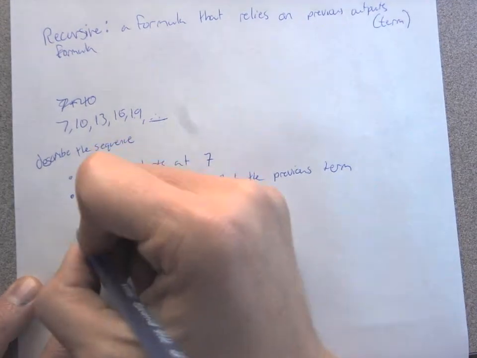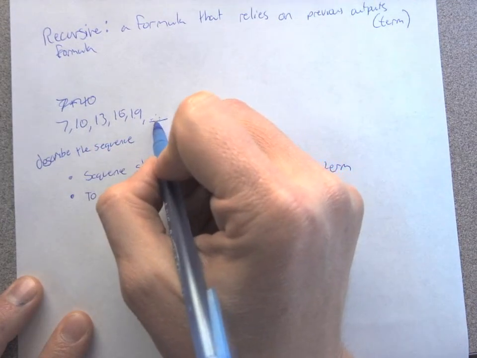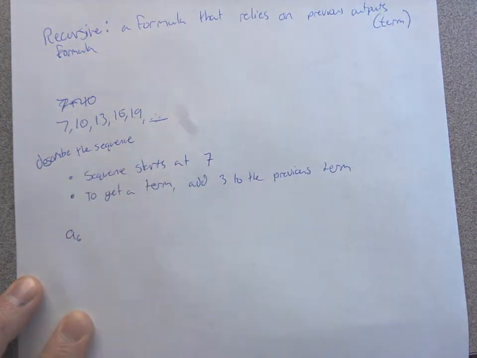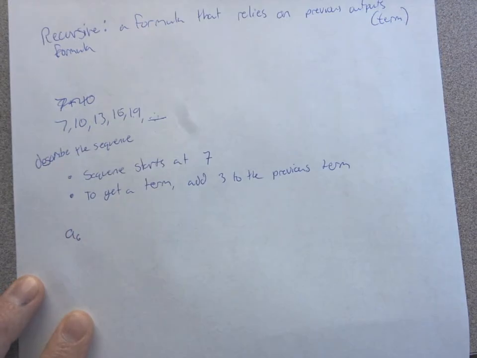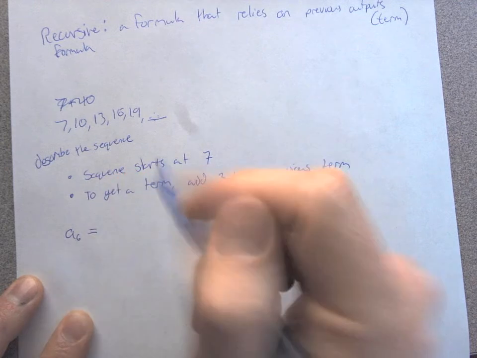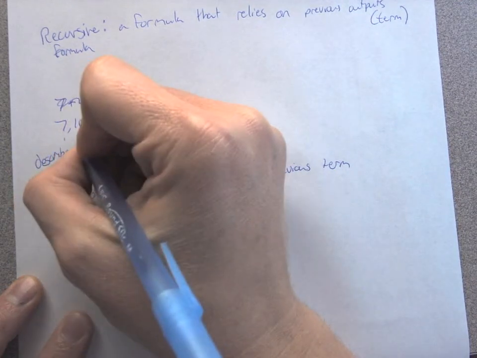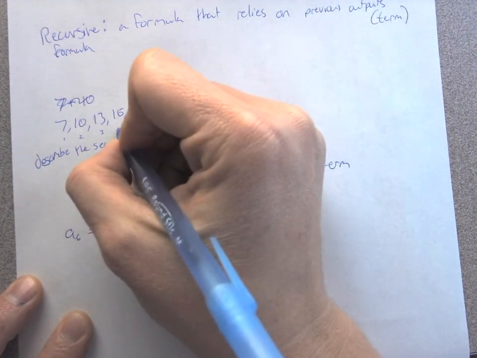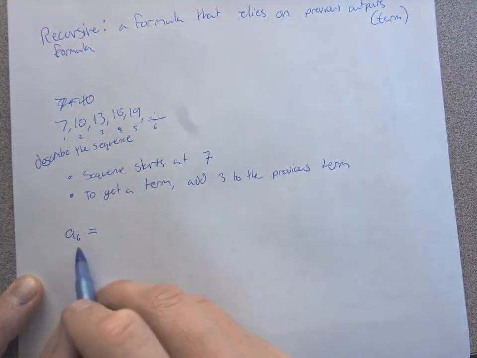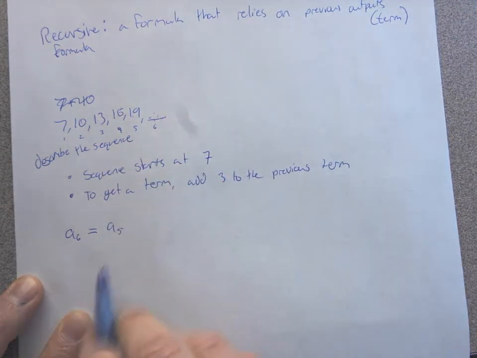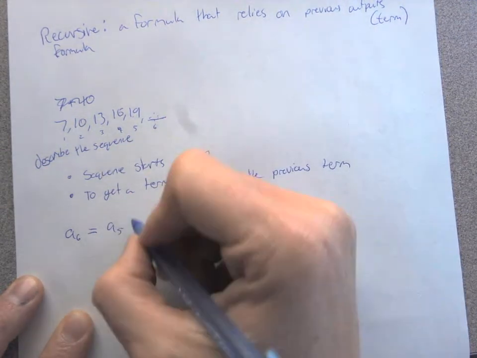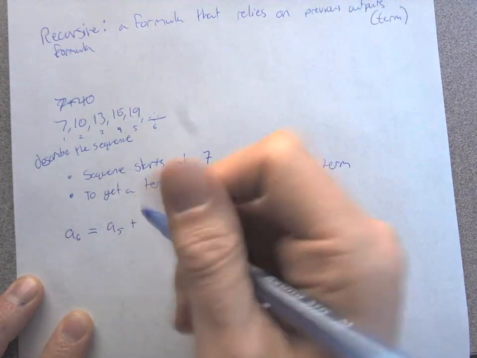Okay? So let's take a look at a couple different steps and see if we can find a pattern. Let's take a look here at A6. So to get A6, how do you get A6? Well, you would take A5, this term. Let's add some numbers here: term 1, term 2, term 3, term 4, term 5, term 6. To get A6, you would take term 5, and this is how we represent term 5, and I would add the common difference to it, which in this case is 3.